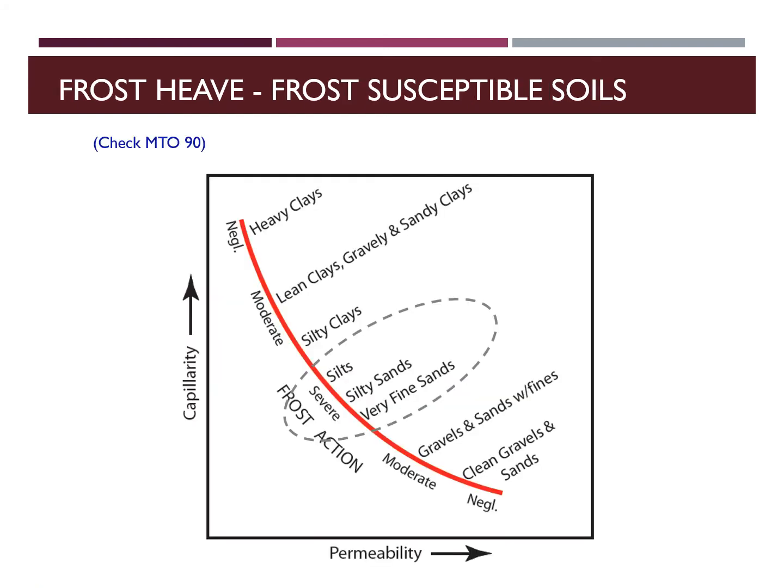This figure demonstrates how MTO identifies frost susceptibility for different types of soils. Basically, MTO utilizes the capillarity and the permeability of the soils for the identification. From the figure, we can see that only silts, silty sands, and very fine sands will have severe frost action.